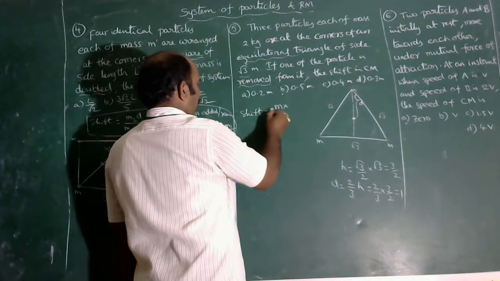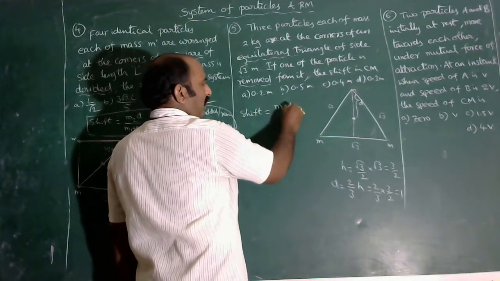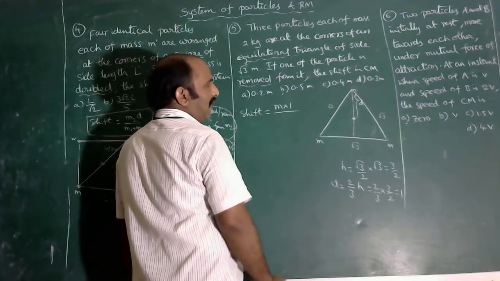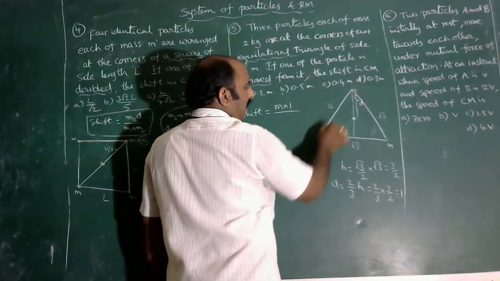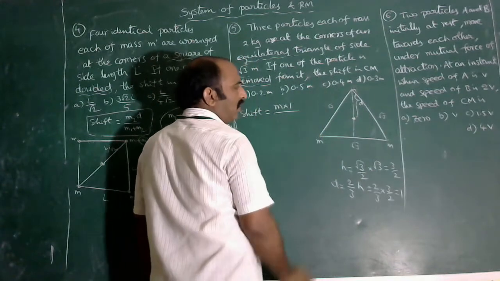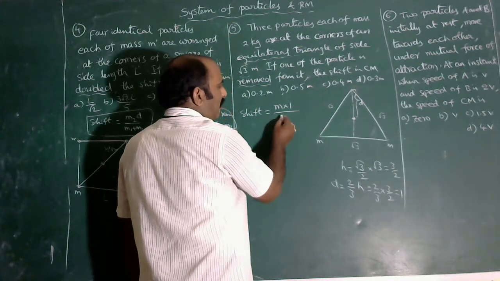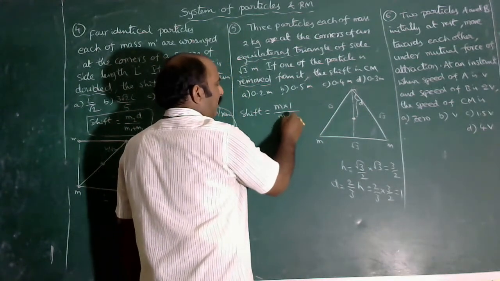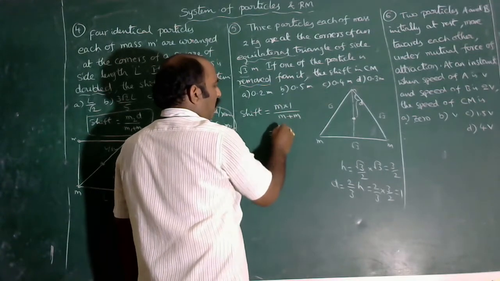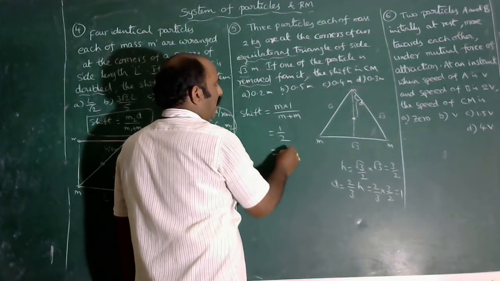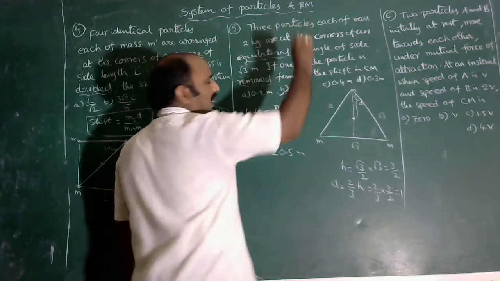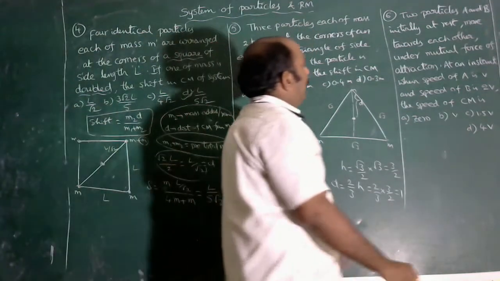Here m2 into d value 1 by the total present mass. Among 3 masses, 1 mass is removed, so the present mass is m plus m. This is equal to 1 by 2, equal to 0.5 meter. Option D is correct. Now see this one.